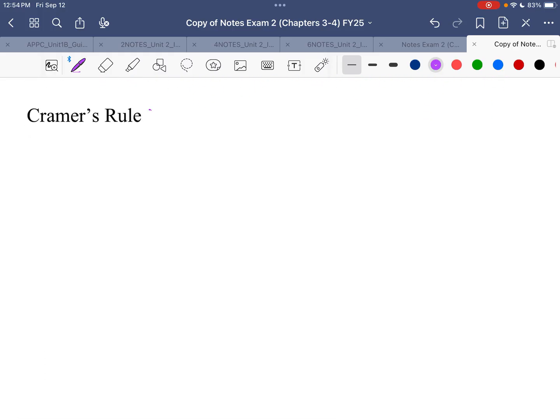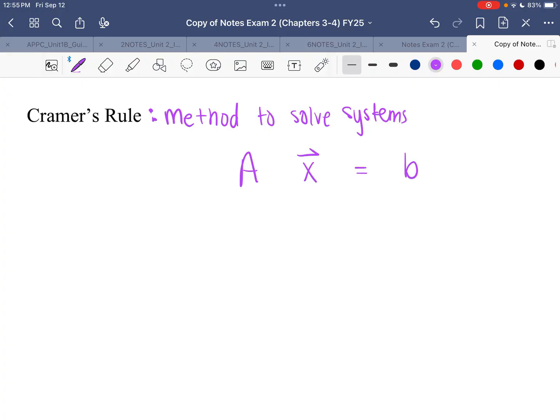So Cramer's rule is a method to solve systems. Say you have a system of equations that you're putting into a matrix. So matrix form: typically, if you have a capital letter, it's a matrix. And then these are vectors, they're column vectors.